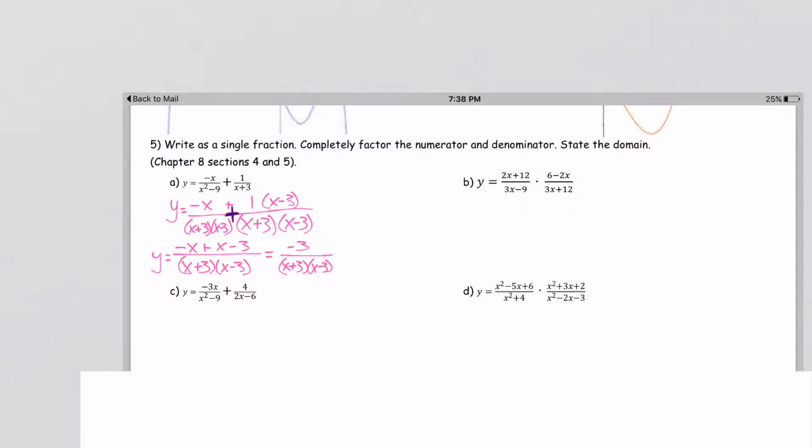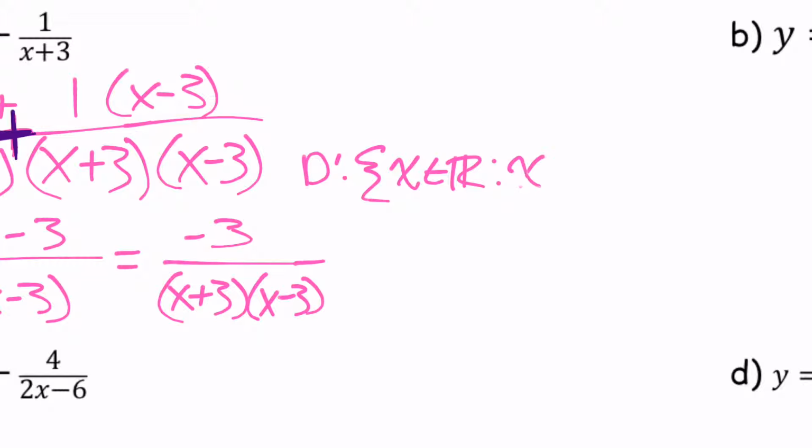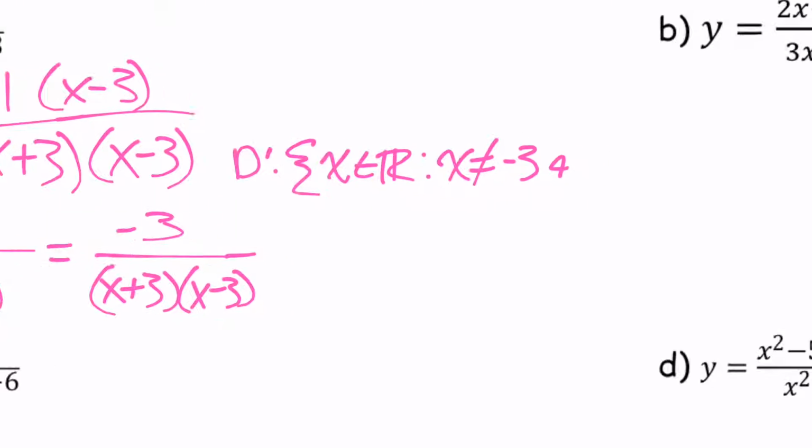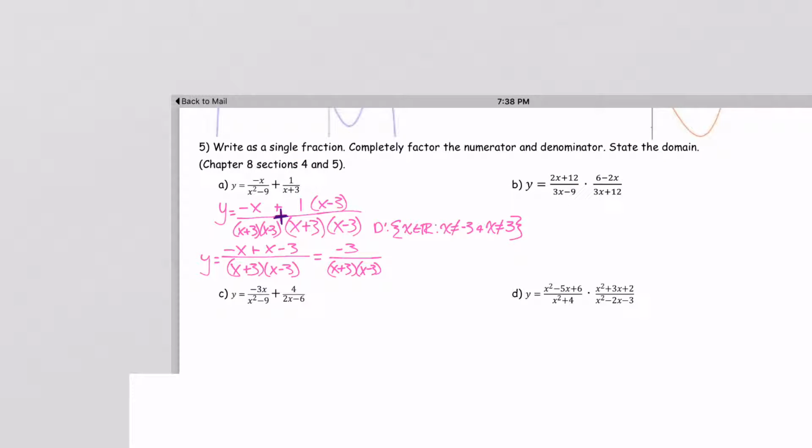Write as a single fraction. We've done it. Completely factor it. We've done it. State the domain. Okay, so domain is going to be x is in the set of all real numbers such that x is not equal to negative 3 and x is not equal to positive 3 because of those two vertical asymptotes. So I've done it and I'm finished.